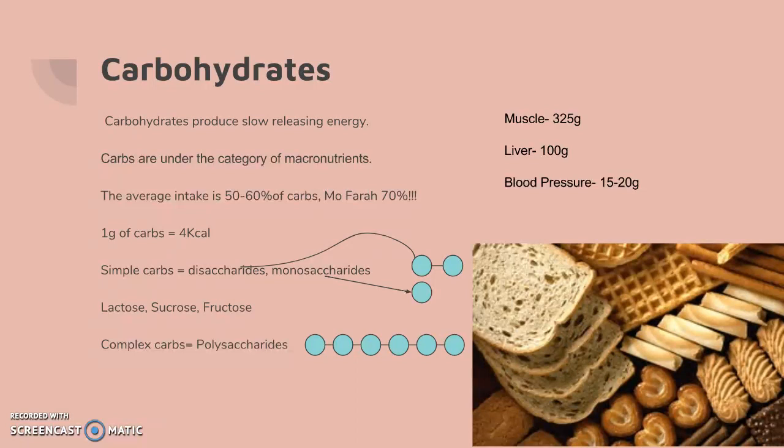Right, muscle. The muscles contain 325 grams of glycogen. The liver contains 100 grams, and blood glucose contains 15 to 20 grams.